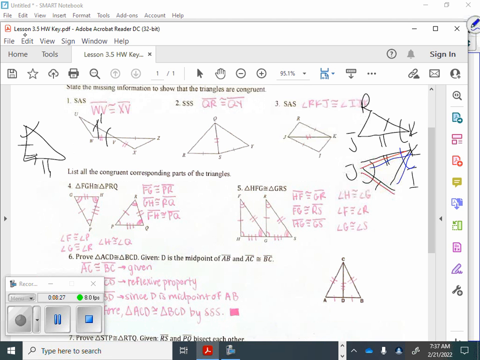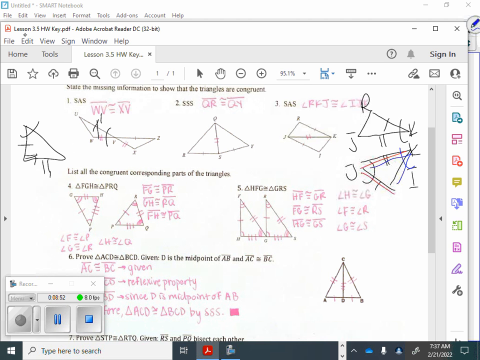So with number 3 and number 2, they look the same. Okay, for 2 and 3, you're asking for different things. For 2, it's saying show they're congruent by side, side, side. 3 is saying show they're congruent by side, angle, side. So if it's side, side, side, you just need to prove that 3 sides are congruent. So it's asking for 2 different things.